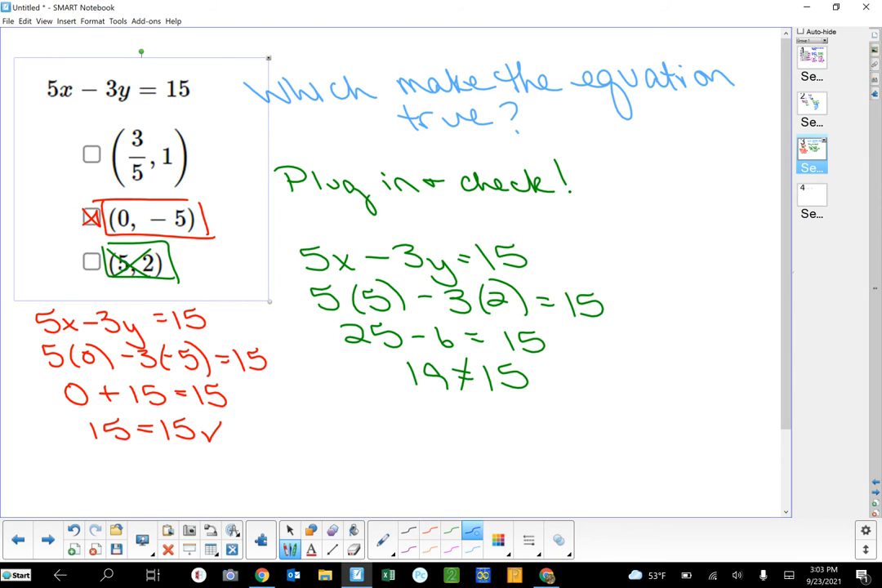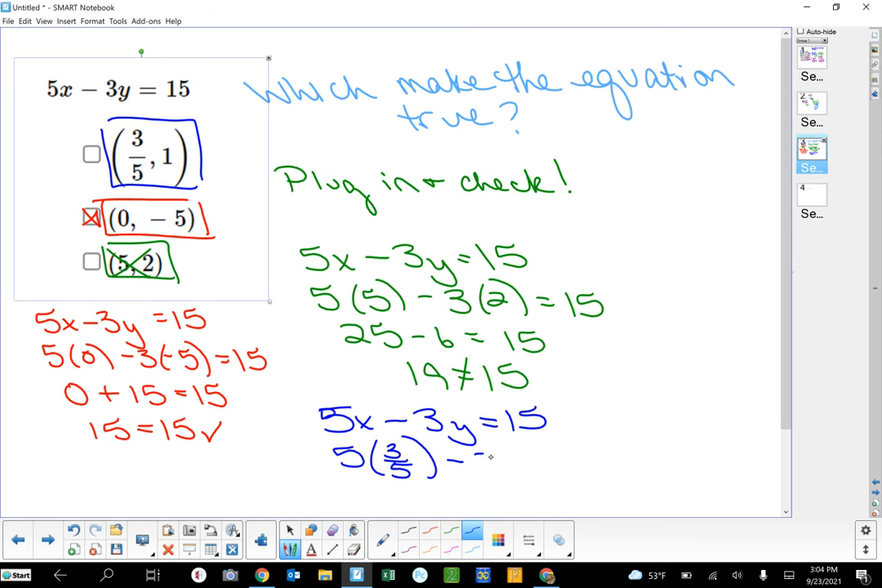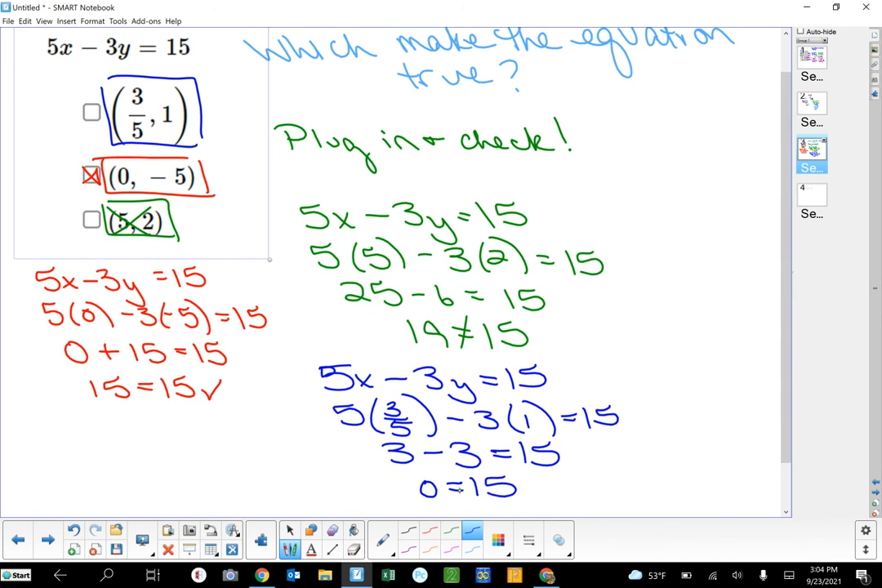Okay. And then let's do this guy in blue and see what happens. 5x minus 3y equals 15. 5 times 3/5 minus 3 times 1 equals 15. Well, 5 times 3/5 is 3, minus 3 equals 15. 3 minus 3 is 0. So 0 does not equal 15. So this one doesn't work either. So only this middle one here works. That's the only one out of all three of those. Okay? That's how you would check that out.